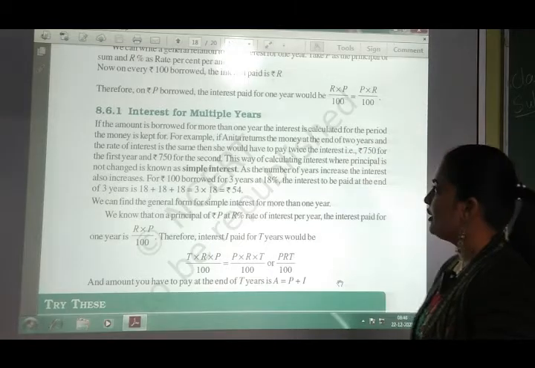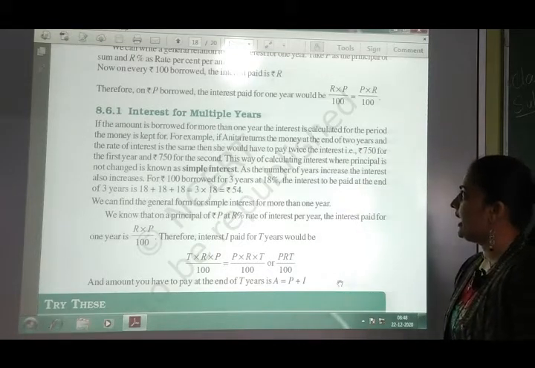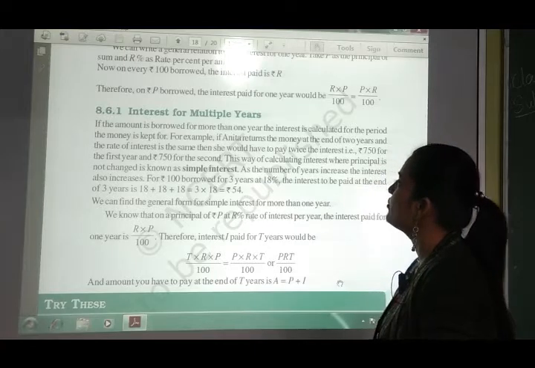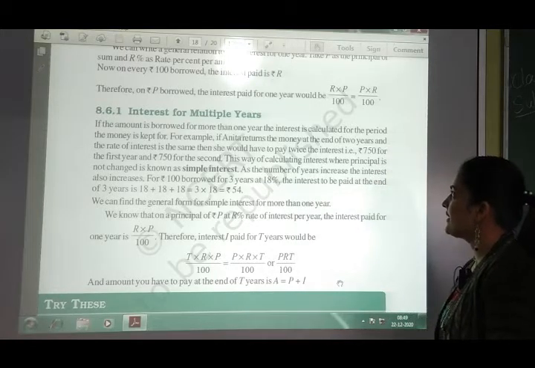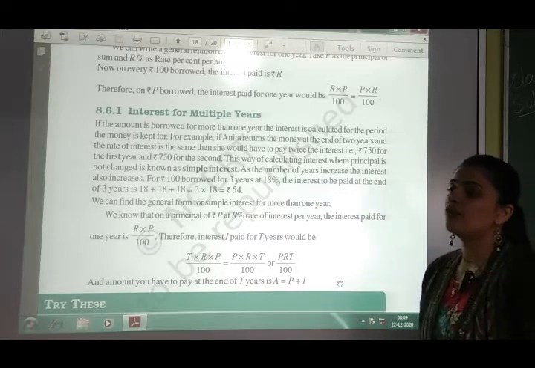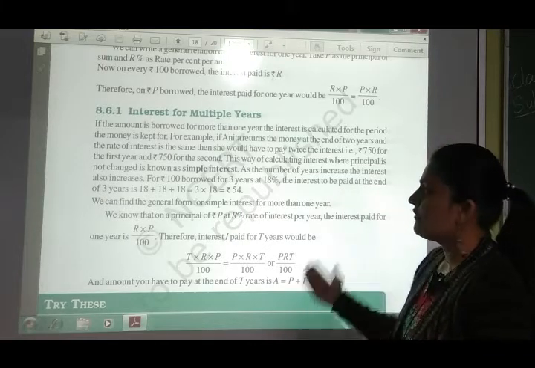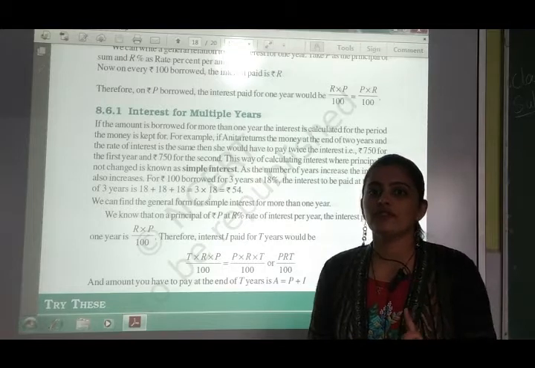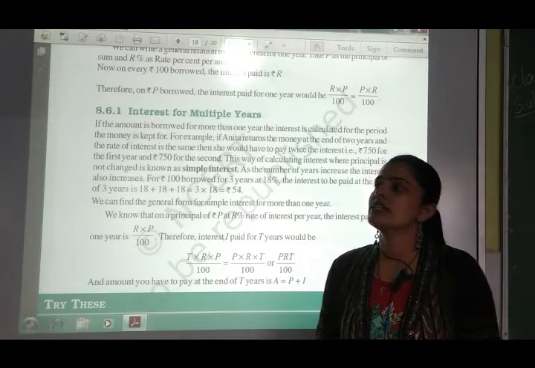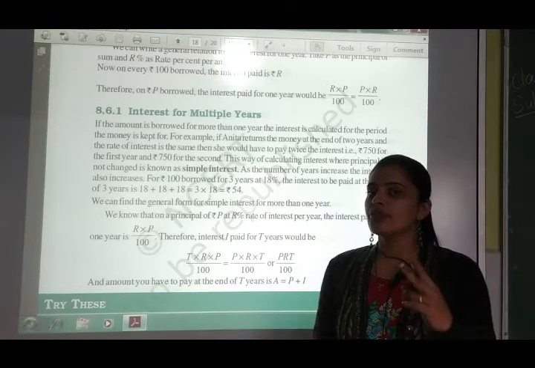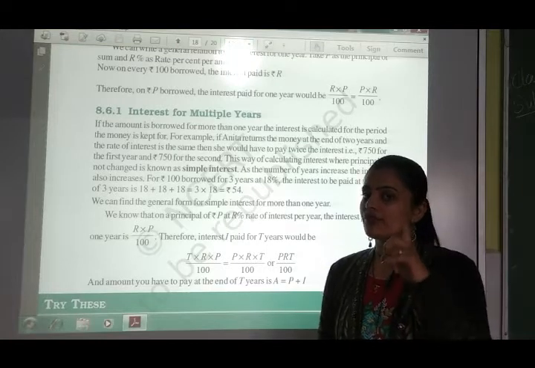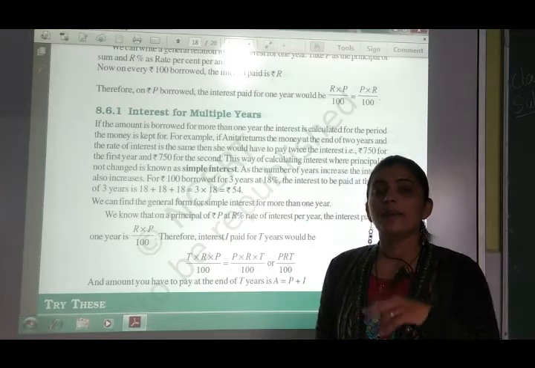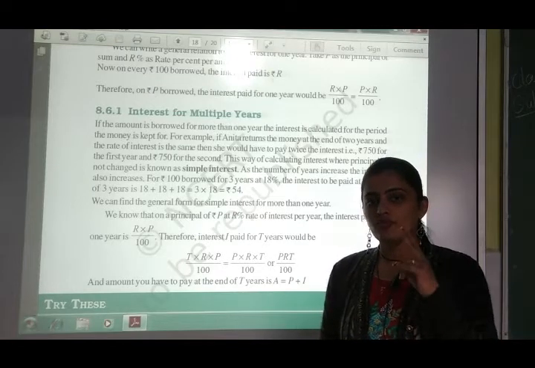For example, if Anita returns the money at the end of 2 years and the rate of interest is the same, then she would have to pay twice the interest, that is rupees 750 twice. Now for Anita we have calculated simple interest for 1 year, that was rupees 750. Now suppose she needs that money for 2 years. That means 750 for 1 year she has to pay, and again for the next year she has to pay 750. Means 750 and 750, she has to pay twice.